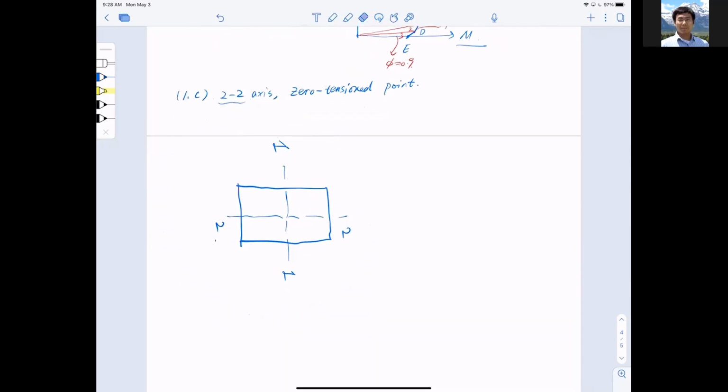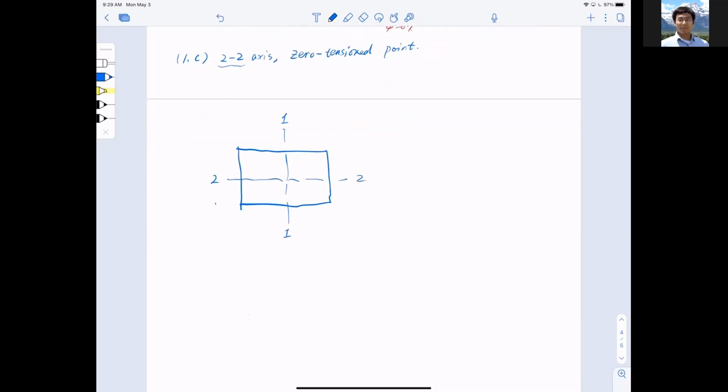So when I flip it, this becomes 1 again. I just want to write it in the upward direction. Then this is 2. Okay, this is 1, and this is 2. All right, so this is the section.